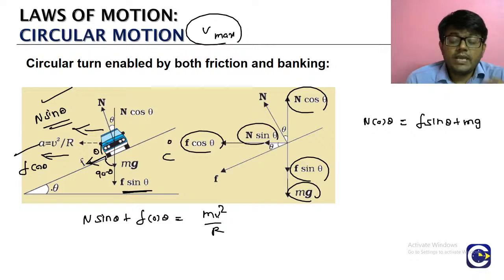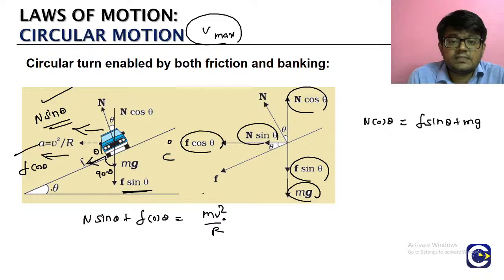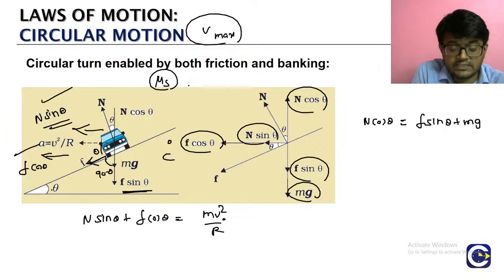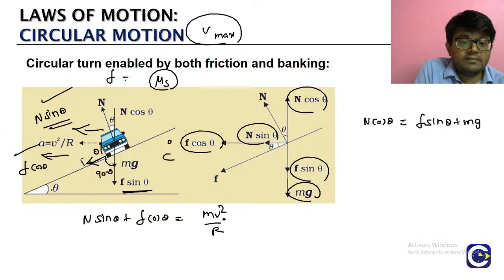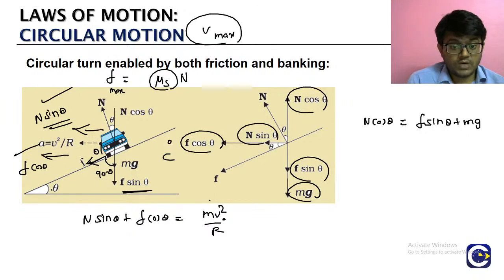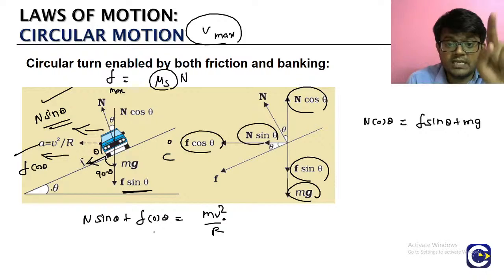Here we are trying to have the maximum value for v. When will the maximum value for v come? When our friction is the highest, right? What is the highest value for friction? If you take mu s as the coefficient of static friction, then the maximum friction, because we are talking about the limiting case, is mu s into normal reaction. So for us to have the maximum velocity for taking the turn, the friction must correspond to the limiting value of static friction.